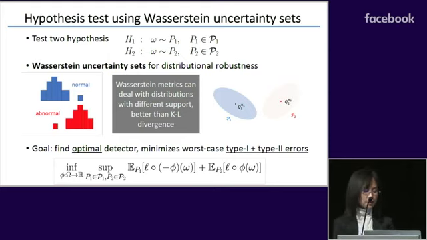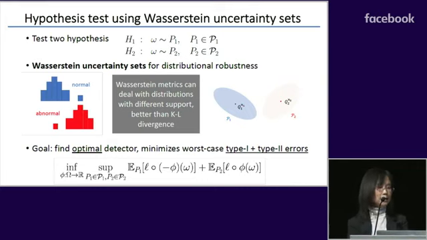So we pose this problem, and in the end it becomes a distributionally robust optimization problem. We solve for an optimal minimax detector. So you try to find a detector that has the smallest loss. What is going to be the loss function here? We consider the traditional type 1 plus type 2 error, taking expectation with respect to the true distribution.